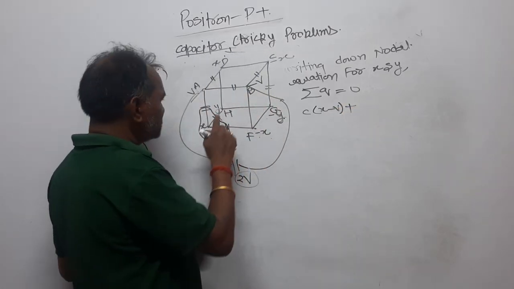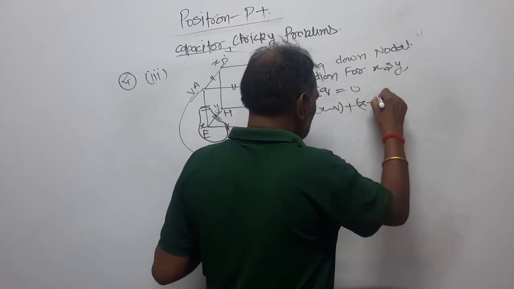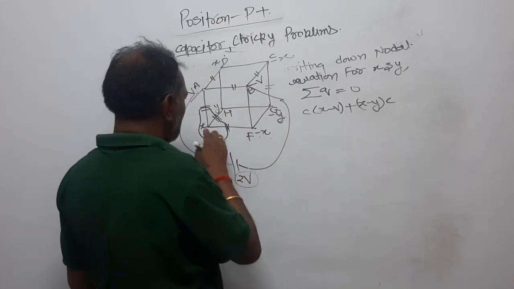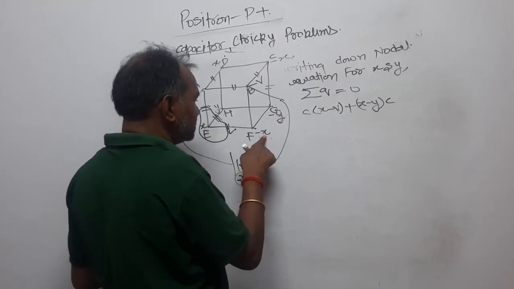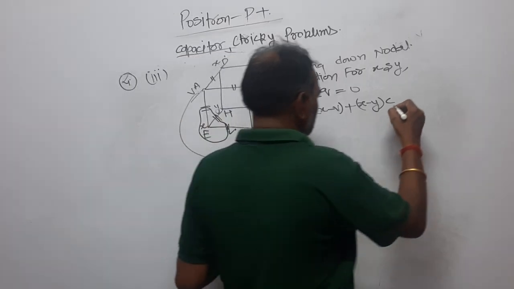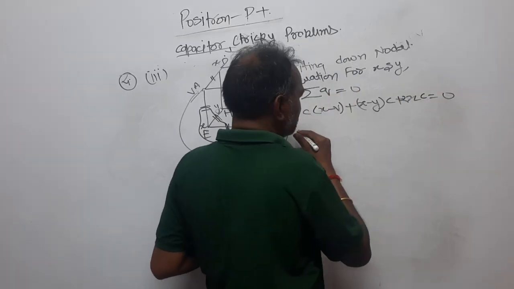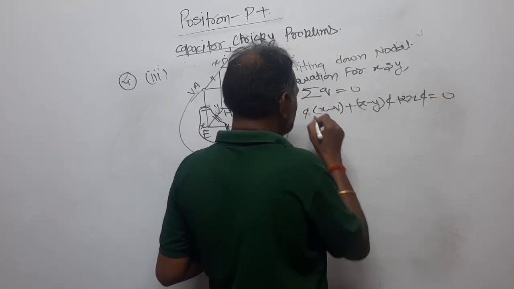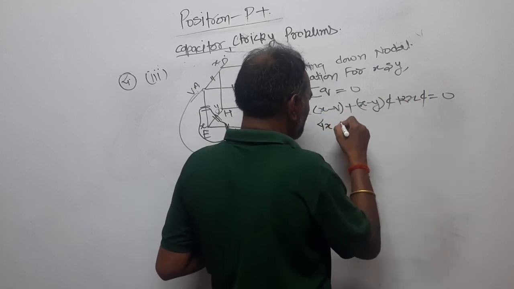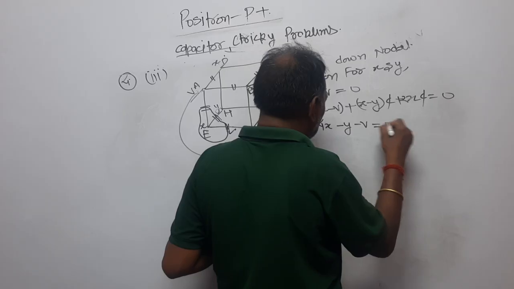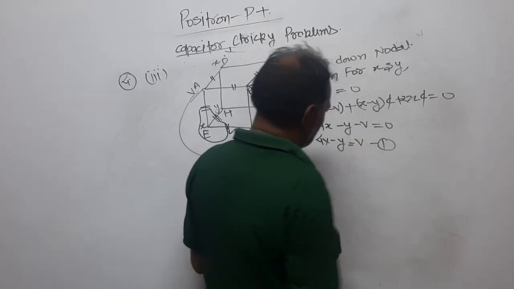Plus for this it is (X minus Y) into C. And for this capacitor, it is X minus (minus X), that is 2XC, equals 0. Now dear students, C will cancel. So it is X plus 2X, that is 4X minus Y minus V equal to 0, or 4X minus Y is equal to V, equation 1.